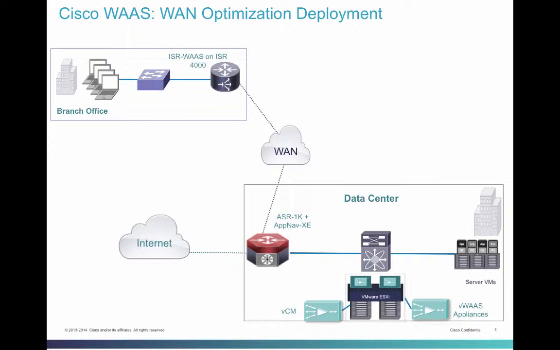So here's the simple diagram. We have an ISR 4331 at the branch office that will run ISR-WAAS. We have a WAN link over to an ASR 1000 and a virtualized data center running ESXi. This is where we'll deploy our virtual central manager and the virtual WAAS appliances. The virtual WAAS appliance deployment will not be part of this demo. We'll just concentrate on the virtual central manager deployment, initial configuration, as well as enabling the branch device for WAAS plus Akamai Connect.